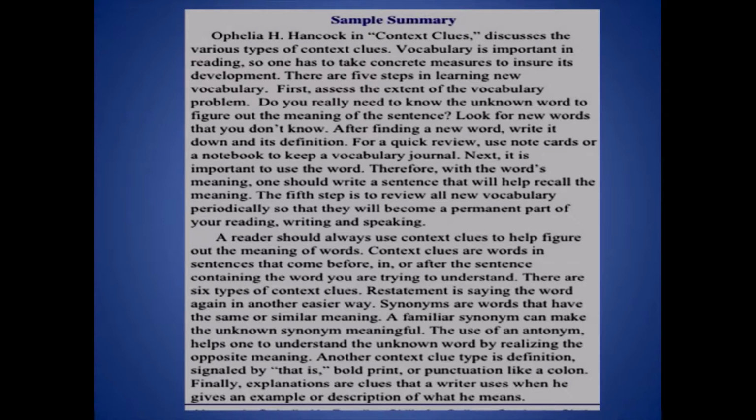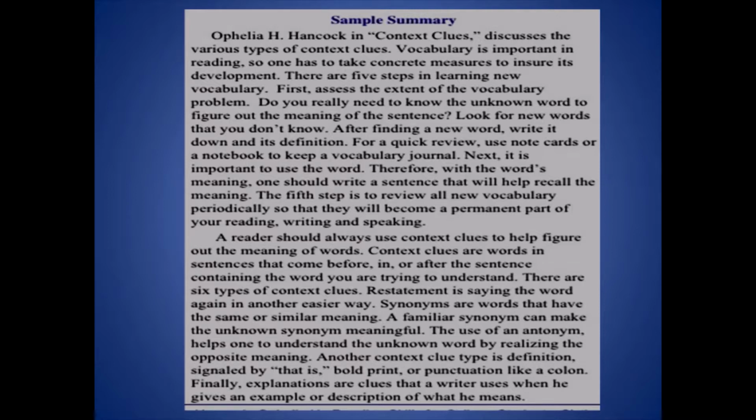The 5th step is to review all new vocabulary periodically so that they will become a permanent part of your reading, writing, and speaking. A reader should always use context clues to help figure out the meaning of words. Context clues are words and sentences that come before, in, or after the sentence containing the word you are trying to understand. There are 6 types of context clues.